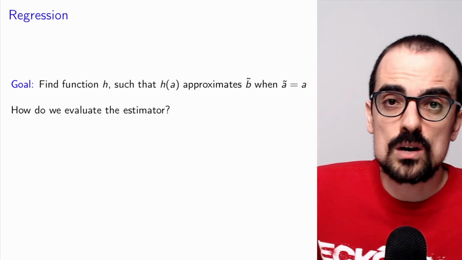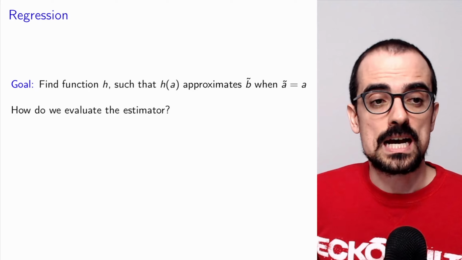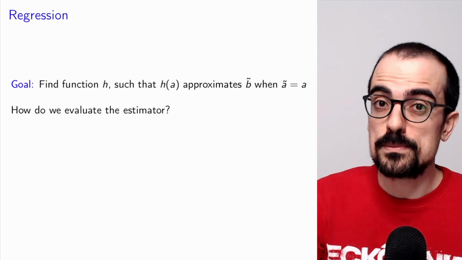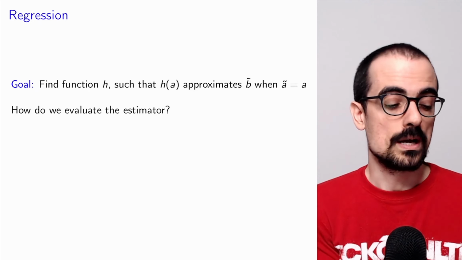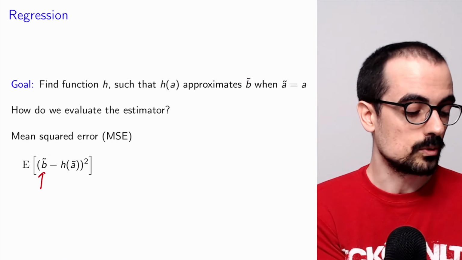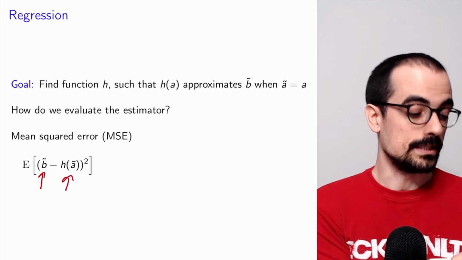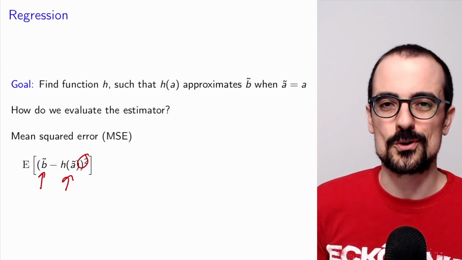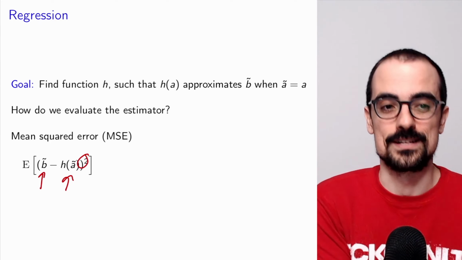An important question is, how should we evaluate this estimator? A reasonable general purpose metric to evaluate estimators is the mean squared error, which basically just takes the difference between what we want to estimate and our estimate. We take the square, as we said before, so that there's no cancellations, and then we average.